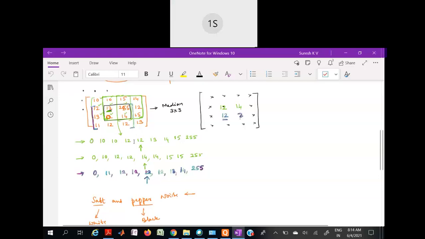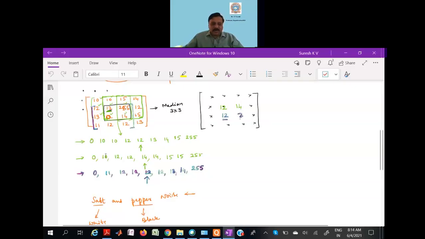So we actually used a median filter of 3 cross 3 size, and you saw that any pixel like 255 or 0, obviously, once I order them in an increasing order, a very low value like 0 or a very high value like 255 will be at the edge. So low value will go to the left side and high value will be at the rightmost position. So when I take a median, that means the middle point, obviously I will be removing these two. That is how it has happened. You can see that 255 is replaced by 14, 0 is replaced by 12 here. So this can remove salt and pepper type of noise.